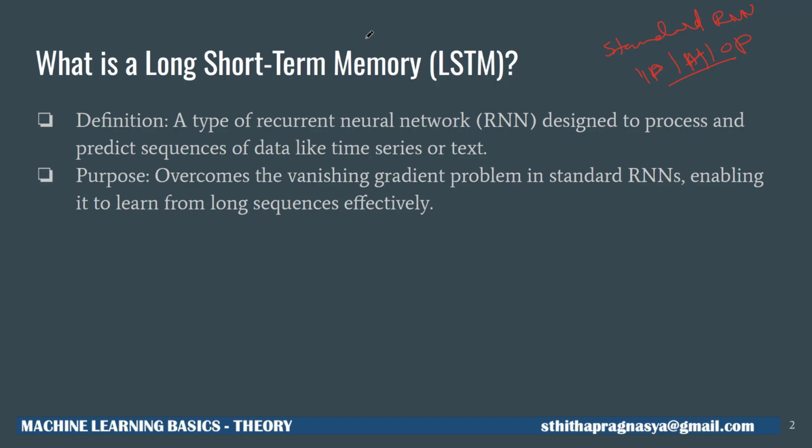LSTMs are specifically built to overcome some of the limitations of the standard RNN, particularly their tendency to forget information over long sequences. Short sequences, this is fine, but if there are long sequences, then standard RNN had a problem, and that problem is known as vanishing gradient problem, and this is designed to specifically handle that. Okay, so you can see that here.